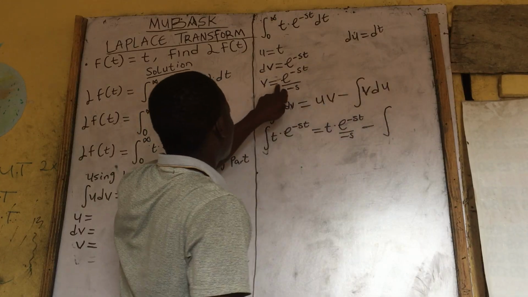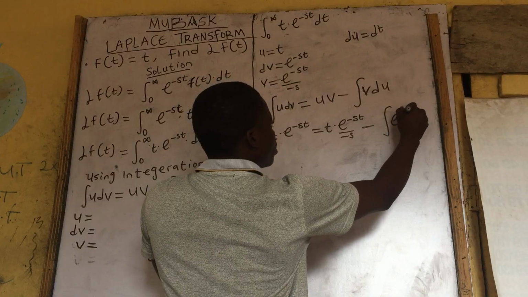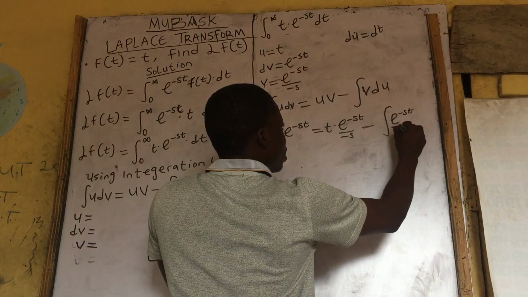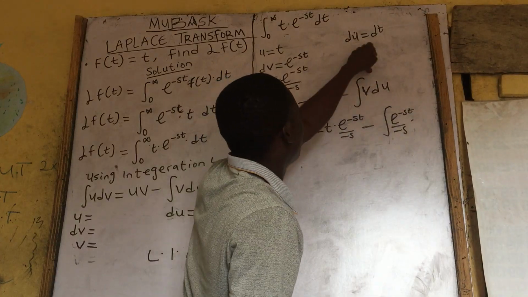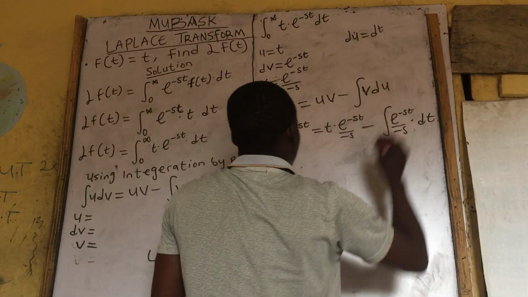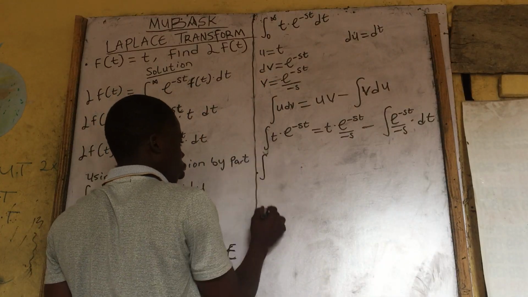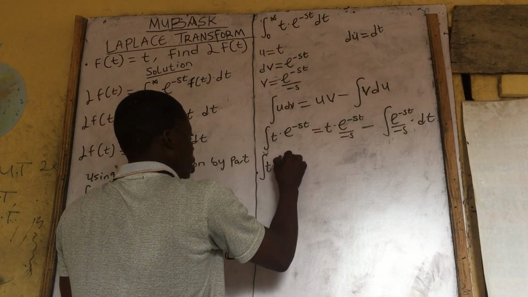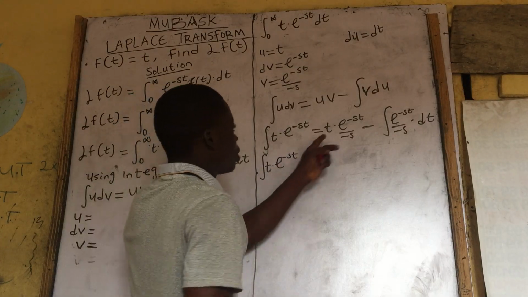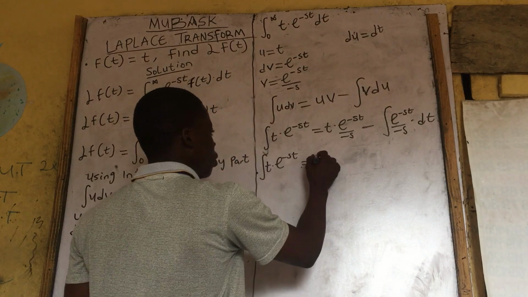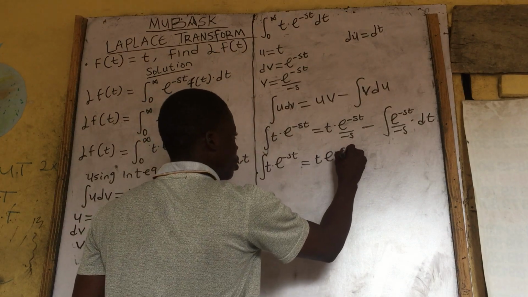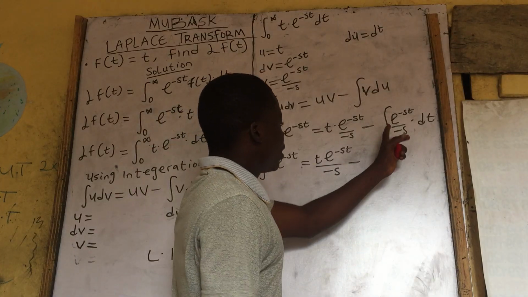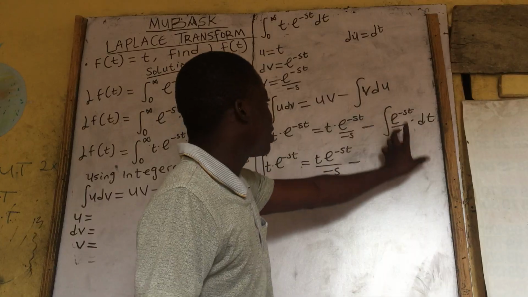What is our v? Our v equal to exponential minus st divided by minus s, times what is our du? Our du equal to dt. Now the next step is also the same thing. Integral t times exponential minus st will give us t exponential minus st divided by minus s, minus. The next step, we have to integrate this.